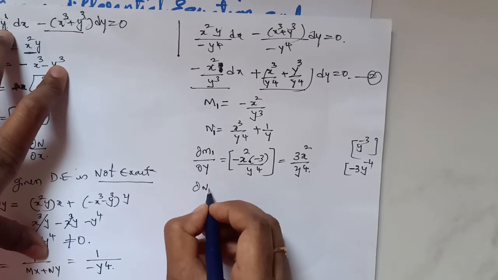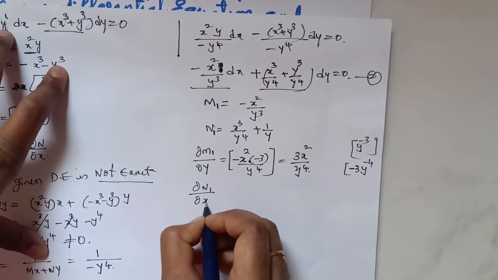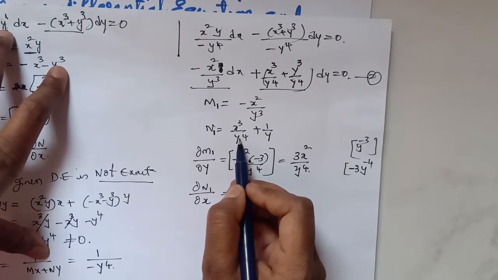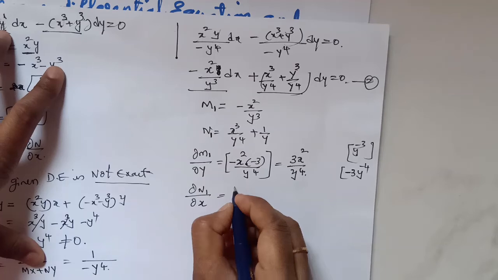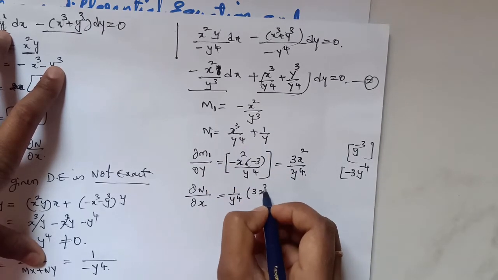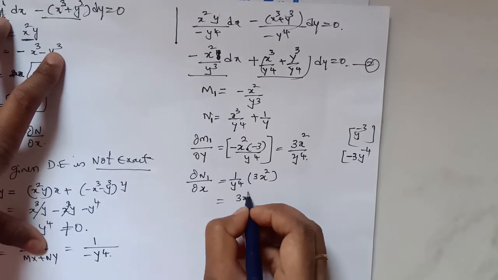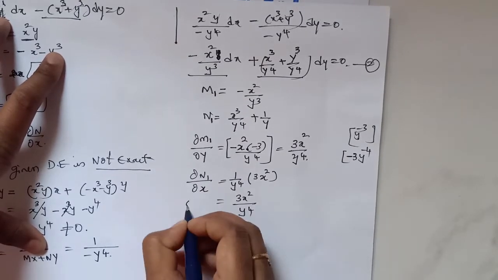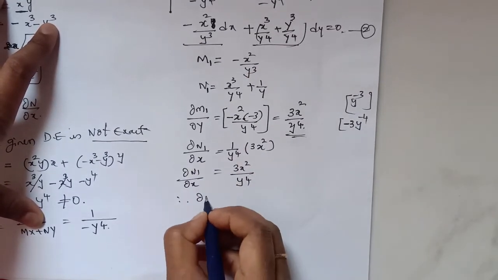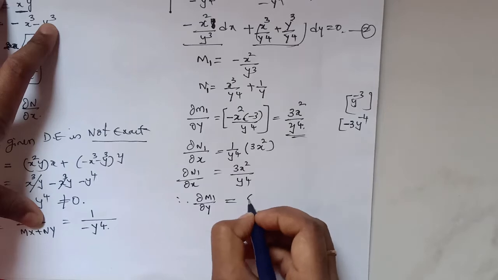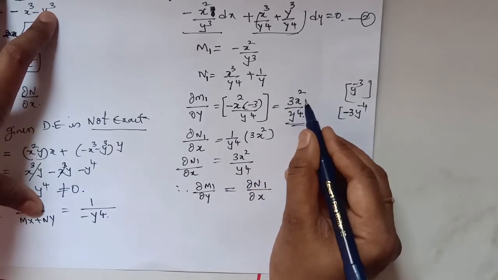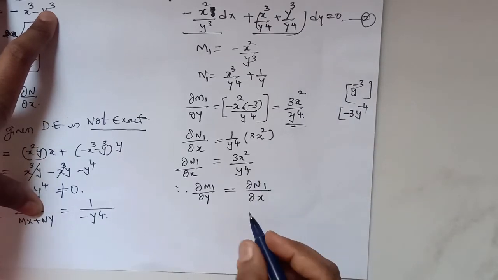Now dou n1 by dou x. This is n1, and you need to differentiate partially with respect to x. So 1 by y power 4 is constant, and x cube differentiation is 3x square. Therefore 3x square by y power 4 is dou n1 by dou x. Therefore dou m1 by dou y is equal to dou n1 by dou x. These two are equal, 3x square by y power 4.